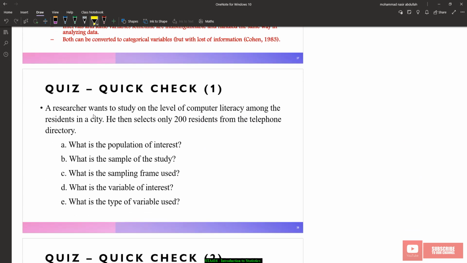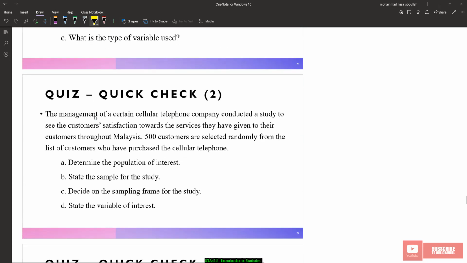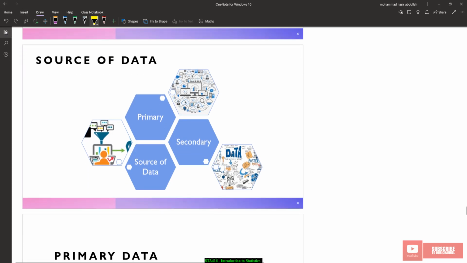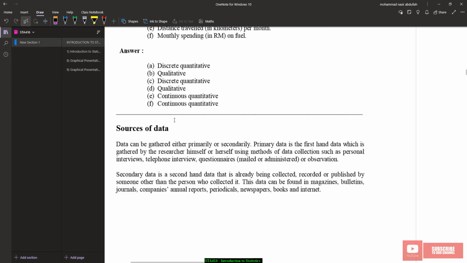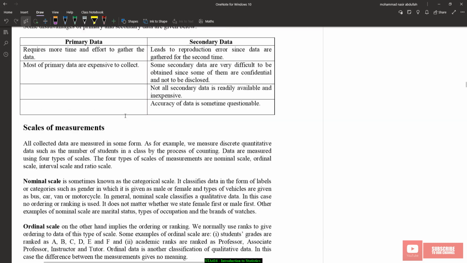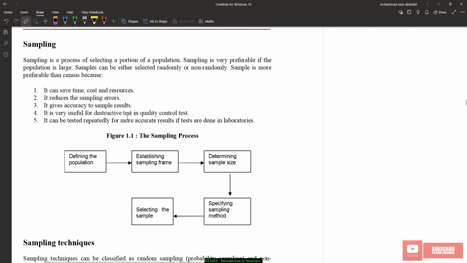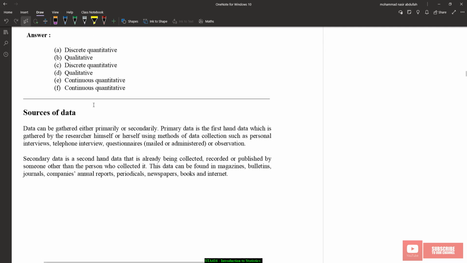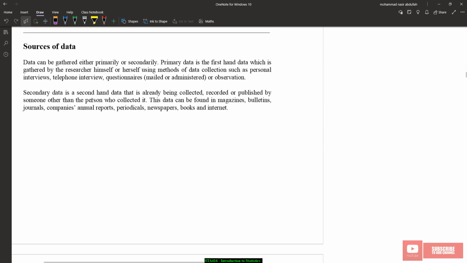Right. Now we move to the source of data. So where will we stop? Measurement scale is covered. Sampling and source of data is our last topic to be covered today. Next week we will go into sampling. Right. So, source of data can be gathered either primarily or secondarily.